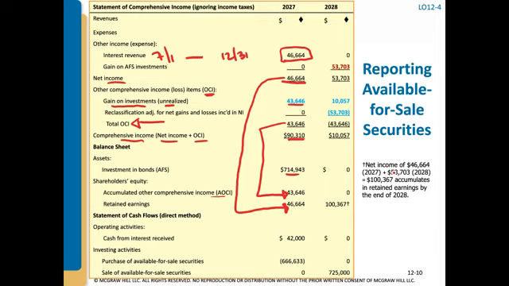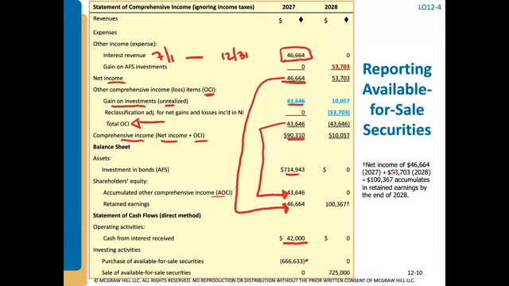Statement of cash flows 2027. During our first interest payment, we received 42,000, which goes into our operating activities. We also paid for this investment 666,000, and that's a cash outflow from the investing activity.